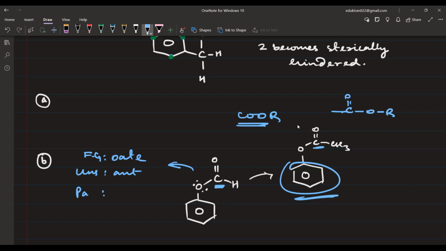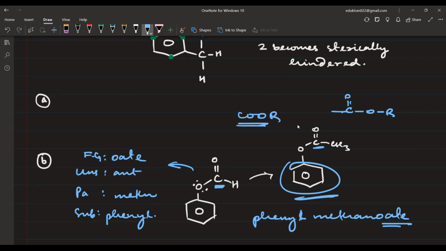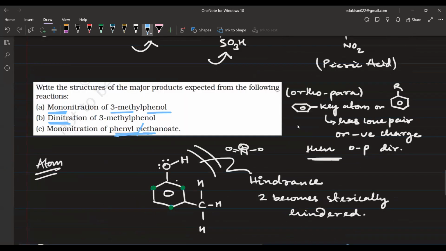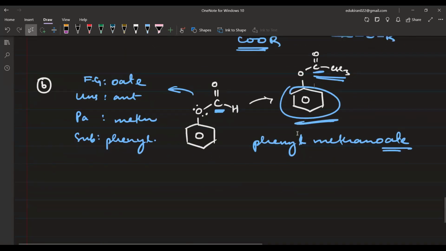So parent is just one carbon atom, so it will be meth. And then on this oxygen atom we have the substituent, which is phenyl. So we'll have phenyl attached on the oxygen atom. So we have meth, methanoate. Okay, so phenyl methanoate. So this is phenyl ethanoate. I guess NCERT has made a mistake; they should have written mononitration of phenyl ethanoate rather than methanoate. That is not a very big deal.